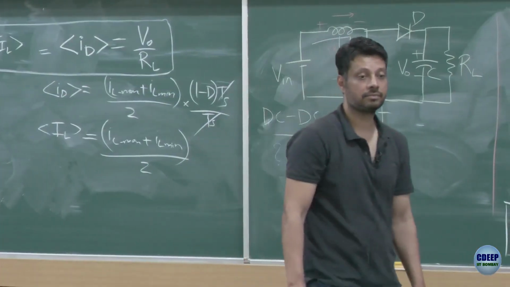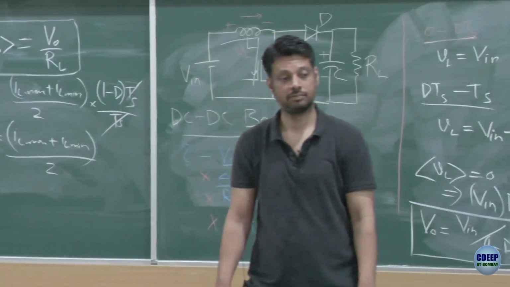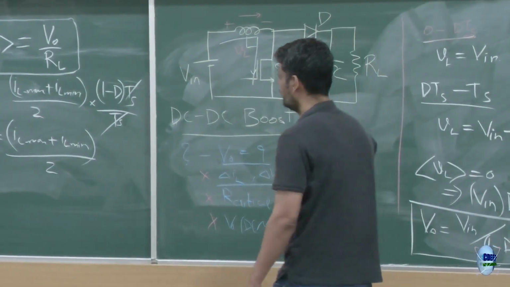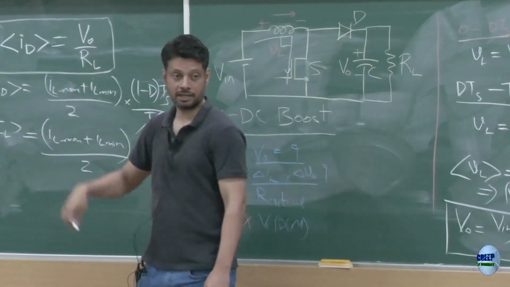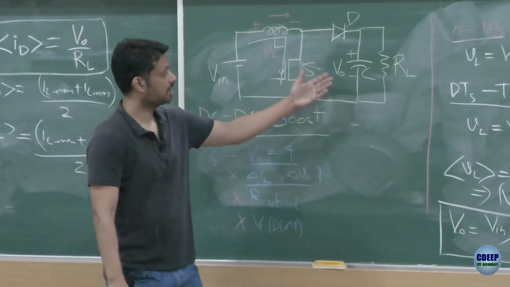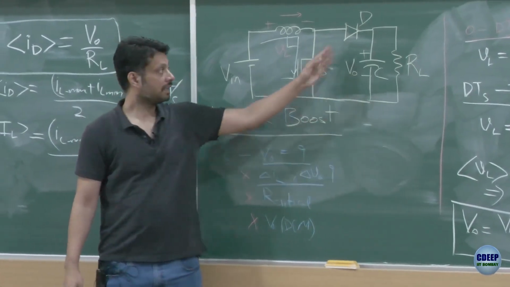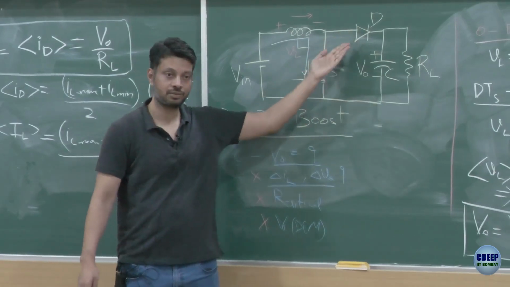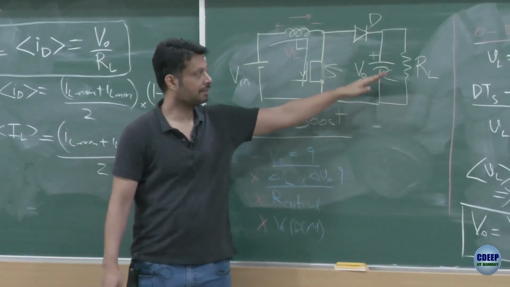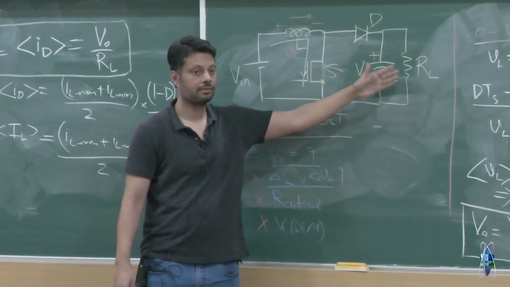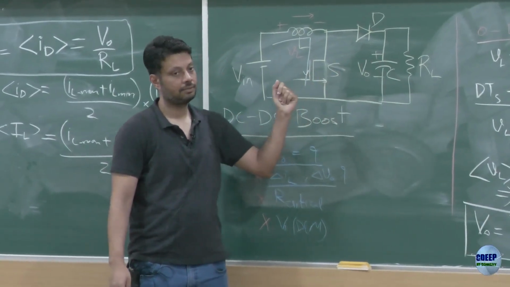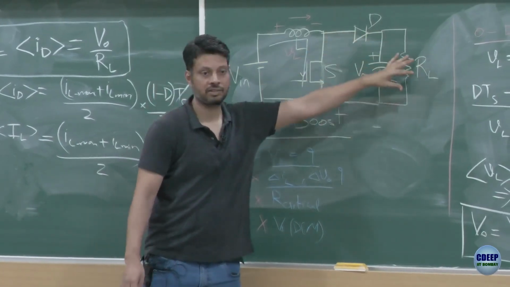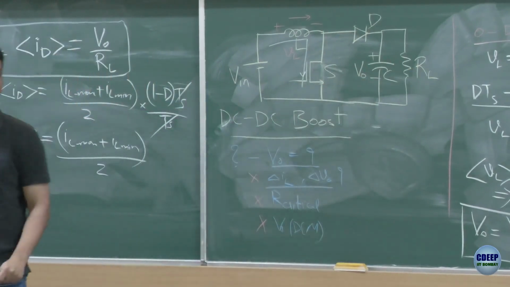Question? Why will the average diode current be equal to V0 by RL? Okay, look at this picture here. There is a diode here, there is a capacitor here, there is a resistance here. Imagine instead of the diode there is a current source, and this is a capacitor, so this current is almost constant. You got the answer, right? The ripple current will flow here, and the average current of this is equal to the average current of this. This is all because of the capacitor.